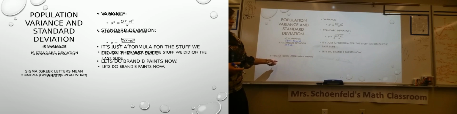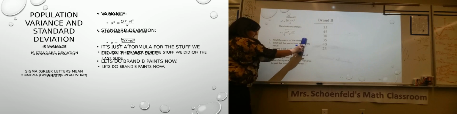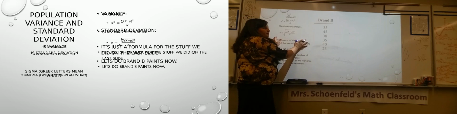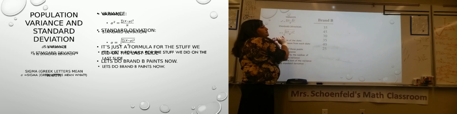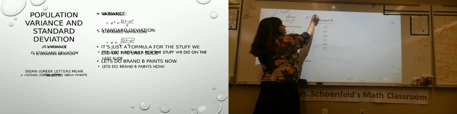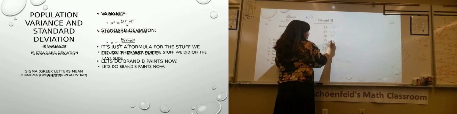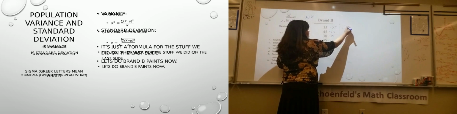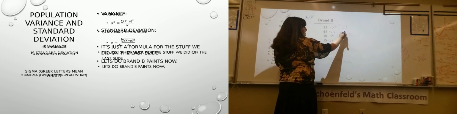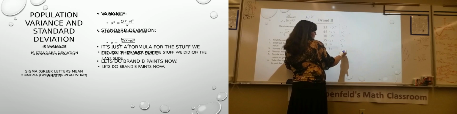Now we're going to do paint B. Same sort of thing. Let's just try to read it off the equation. Our first thing to do is find the mean. We already did that: the mean was 35. Minus 35, minus 35. I get 0, 45 minus 35 is 10, negative 5, 0, 5, negative 10.